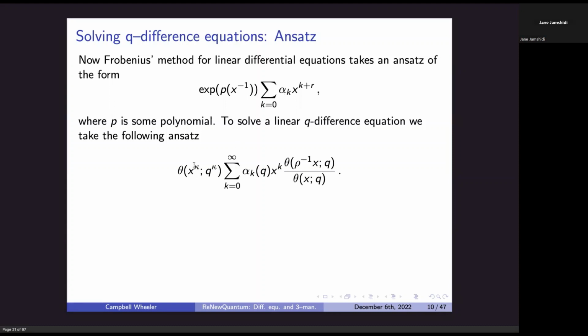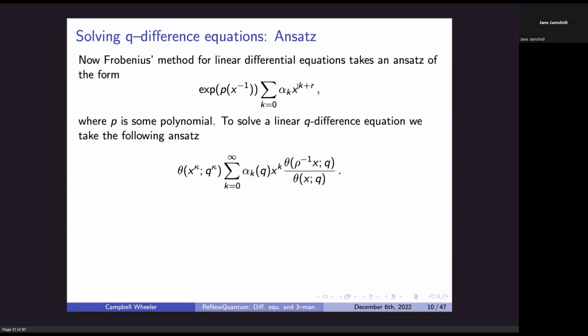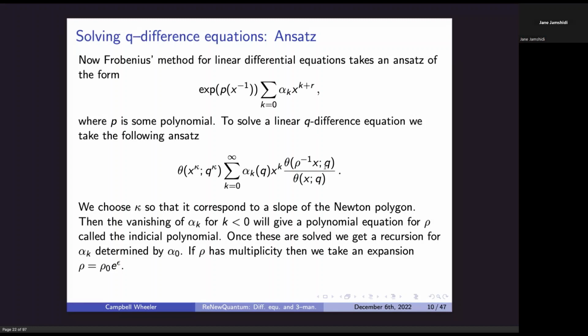And the same will work for q-difference equations. Here, the exponential singularity is replaced by this theta function singularity. We saw previously that the theta function has this infinite sum, where there are infinitely many positive powers of x and negative powers of x, and so you can think of this as an analog of the exponential singularity. Then here, I could also do the k plus R here, but it's more natural, because of my convention, to take this quotient of 2 theta functions. And so this rho is an analog of x to the R. Here I take this ansatz, and the kappa is determined by slopes of the polygon, and this rho comes basically by insisting that the alpha_k for k less than 0 has to vanish.